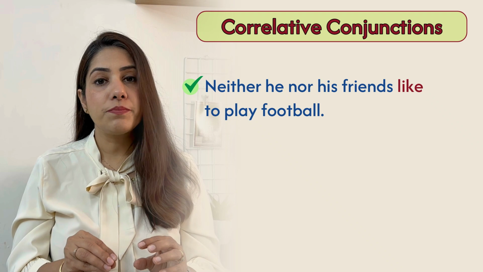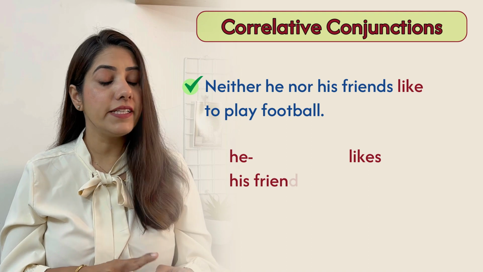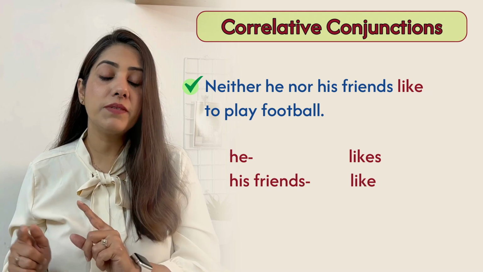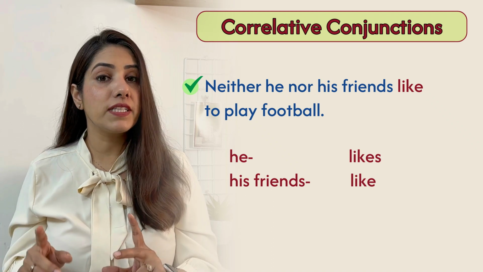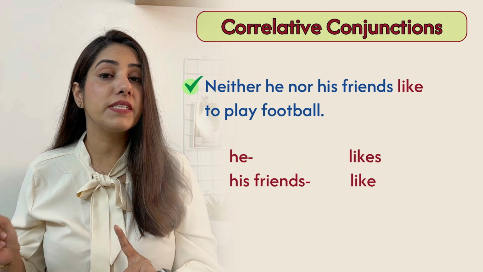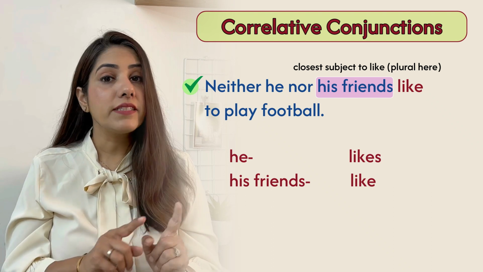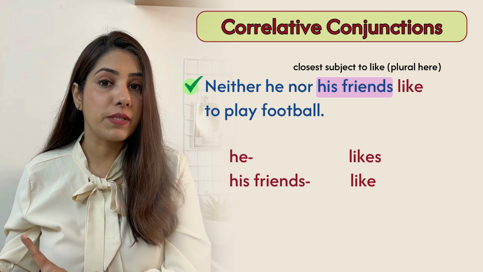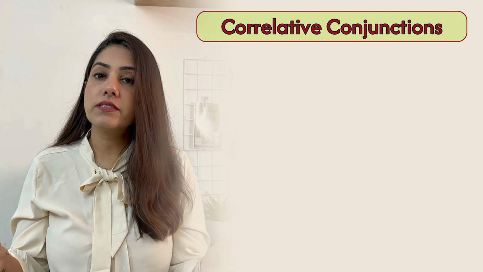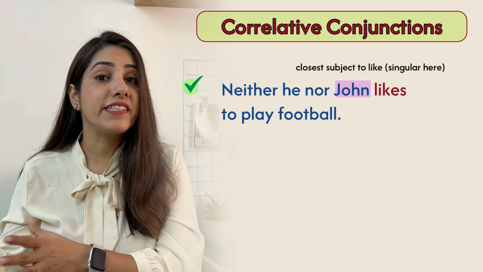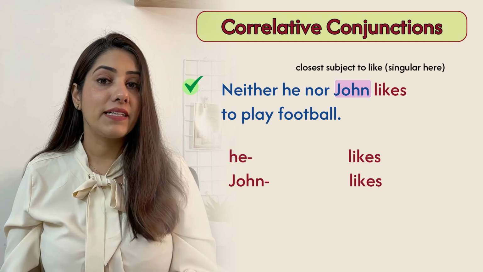He ideally should be taking the verb like. If it had to be in agreement with he, the verb would have been likes. The verb that we have to use with friends is plural, the verb is like. We are choosing the plural verb here, like, because it is placed closest to the subject, friends, that is plural. Neither he nor his friends like to play football. But if both the sentences had a singular subject, neither he nor John likes to play football. Here the verb would have been singular, likes, as in the present tense.